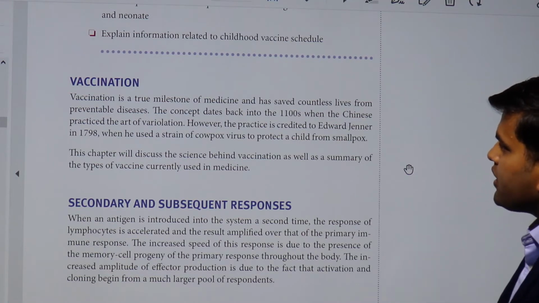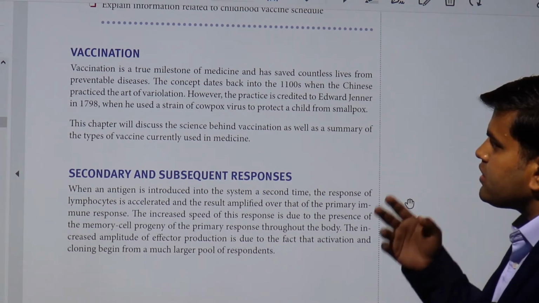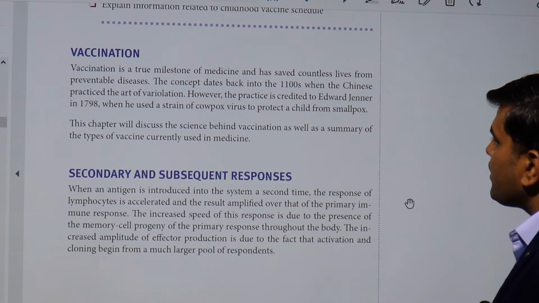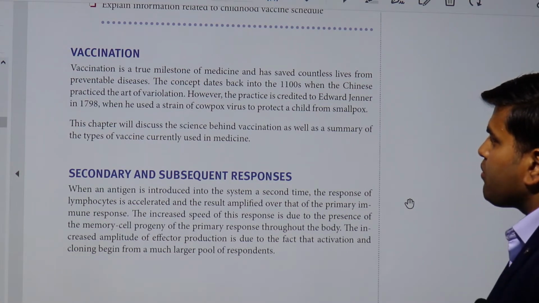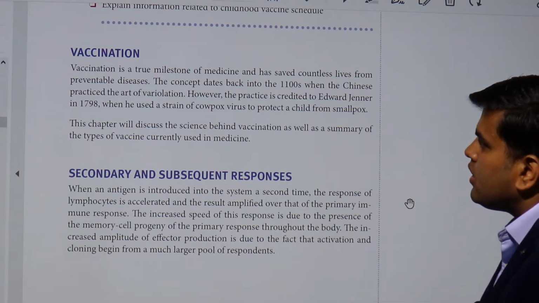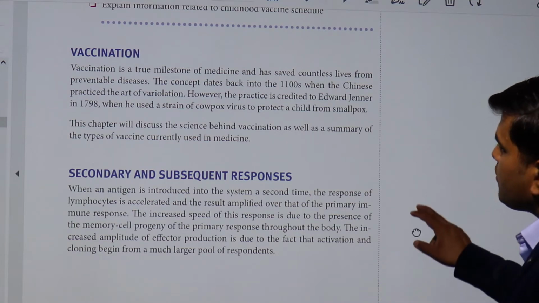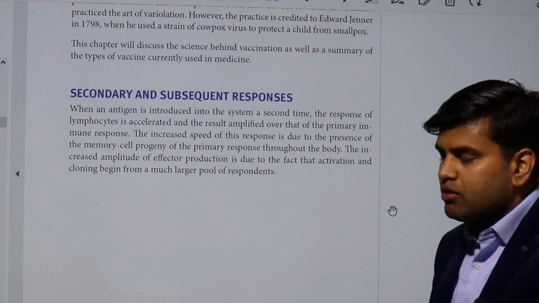The concept dates back to the 11th century when the Chinese practiced the art of variolation. However, the practice is credited to Edward Jenner in 1798, where he used a strain of cowpox virus to protect a child from smallpox. So that was the initial start of vaccination. This chapter will discuss the science behind vaccination as well as a summary of the types of vaccine currently used in medicine.